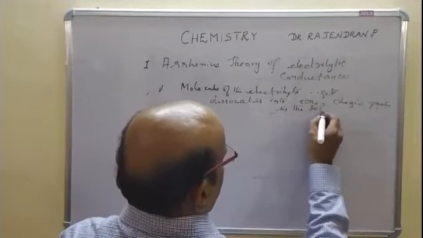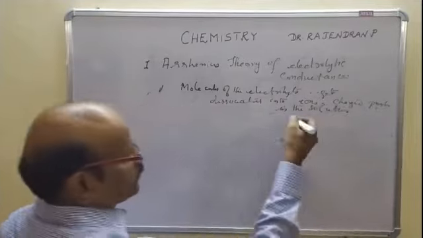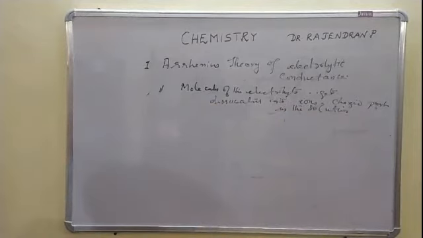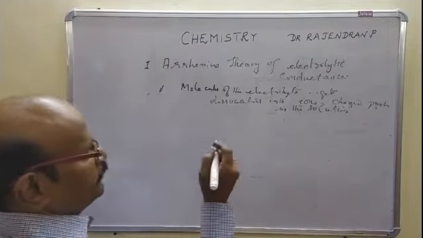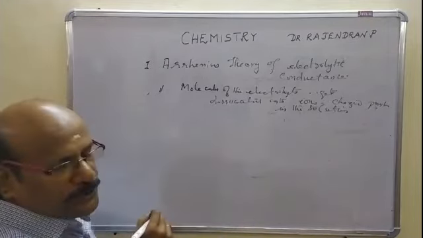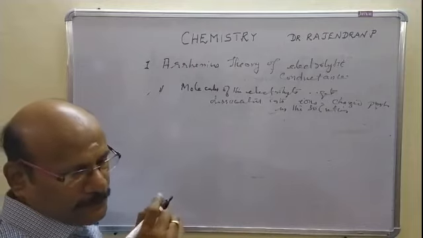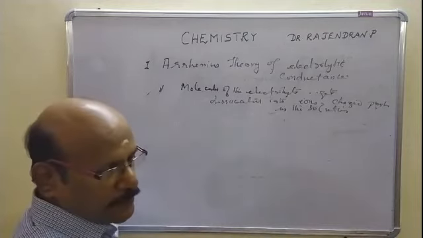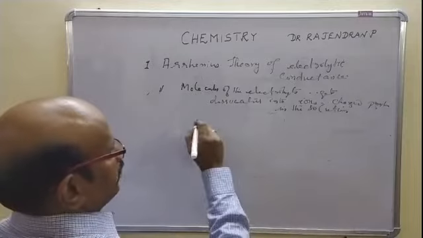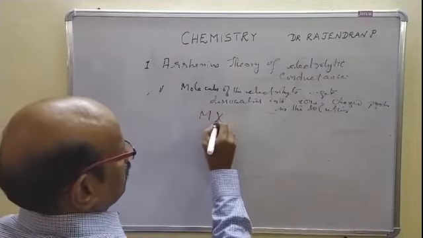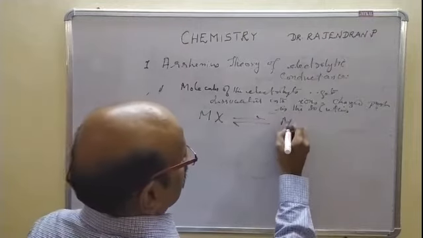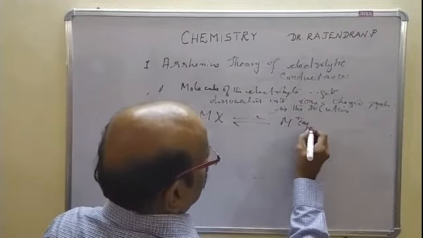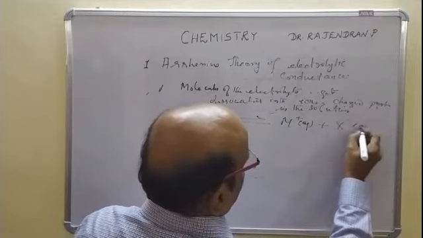In the solution, usually the aqueous solution. In most cases we are dealing with aqueous solution. And there exists an equilibrium between the undissociated part of the salt, that is the electrolyte molecule, with the dissociated or free ions, like this: MX, dissociated partially or fully, to M plus aqua plus X minus aqua.